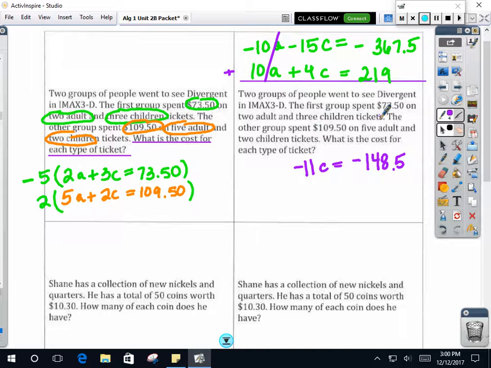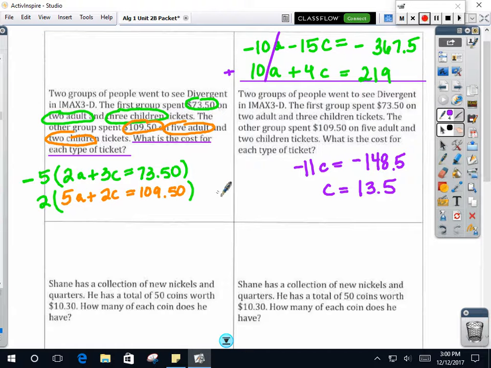Now what do I do? Divide by negative 11 and you get what? I did not get that. I got 1350. Eliminate the other one? Yeah, that's fine. Okay, now that we know what a children's ticket costs, how do we find out the cost of an adult ticket?